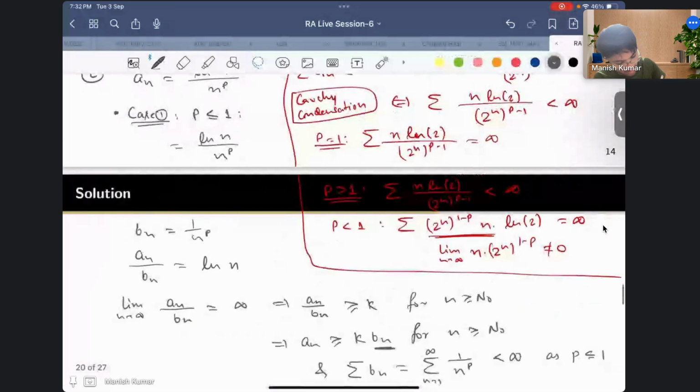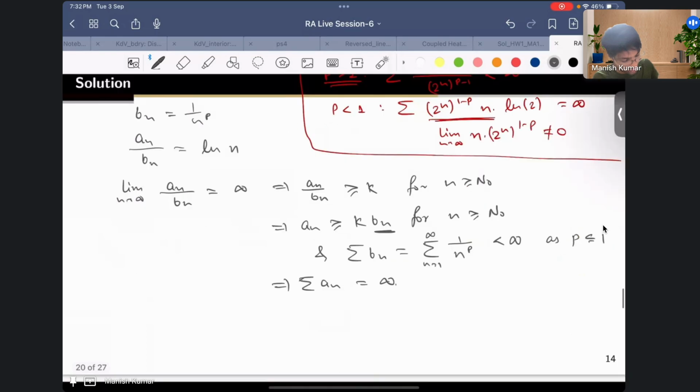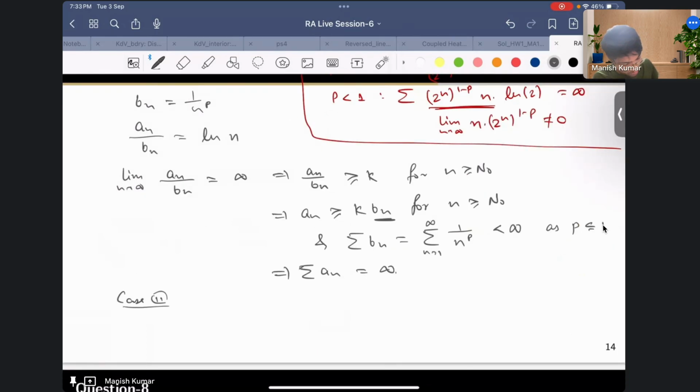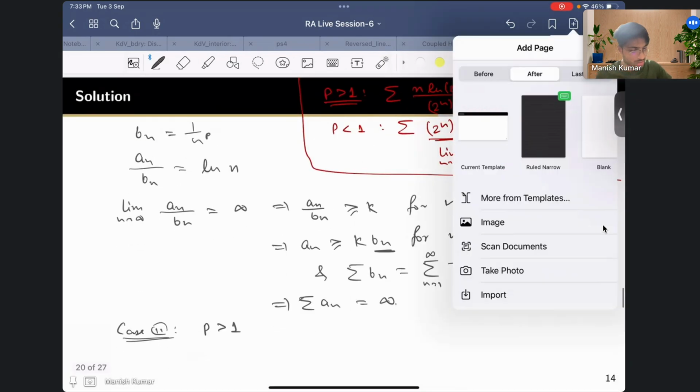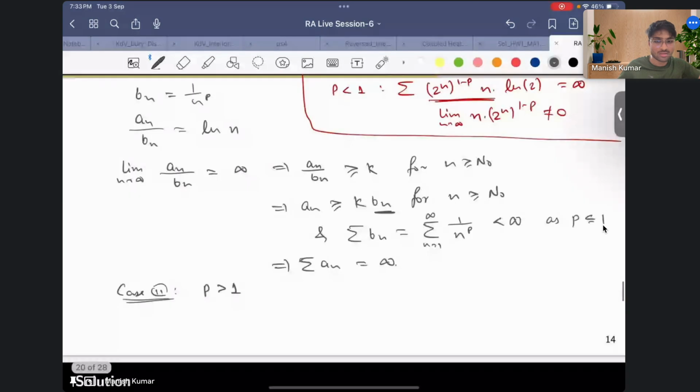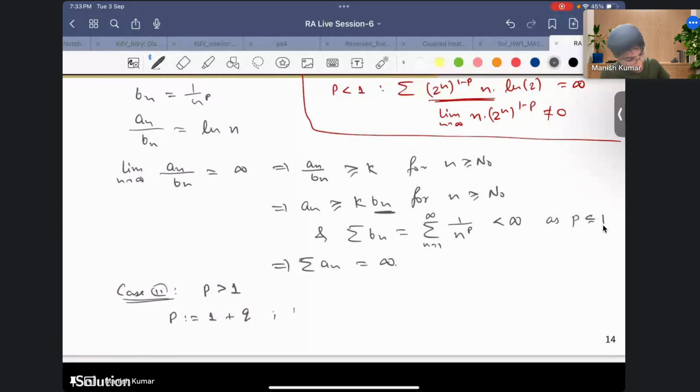So this was case 1, when p is less than or equal to 1. Now how to deal with case 2, when p is strictly greater than 1? Here you have to do a bit of manipulation, but it's easy. When p is greater than 1, that means p is 1 plus something. So I am writing this p as 1 plus some q, where q is some positive, fixed quantity. So p I can write like this.